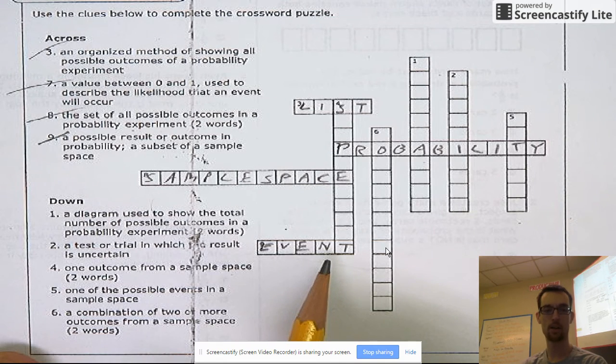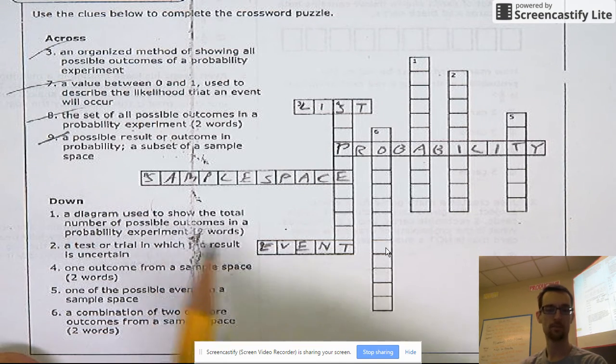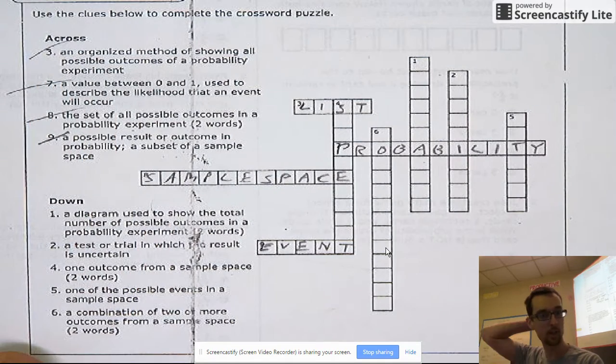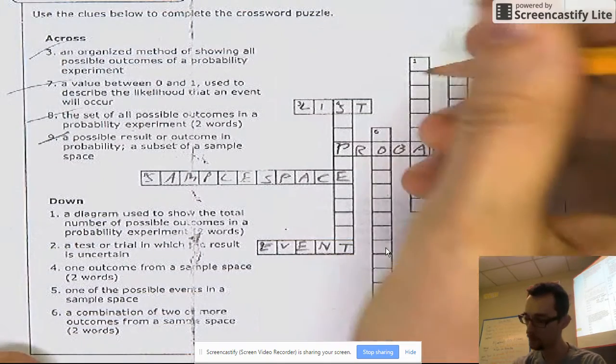So, all right, the down ones now. Let's see. We got number 1, a diagram used to show the total number of outcomes. Well, it's the same thing in number 3. So I said we could either be a list or a table or a tree diagram. So it's going to be a tree diagram.